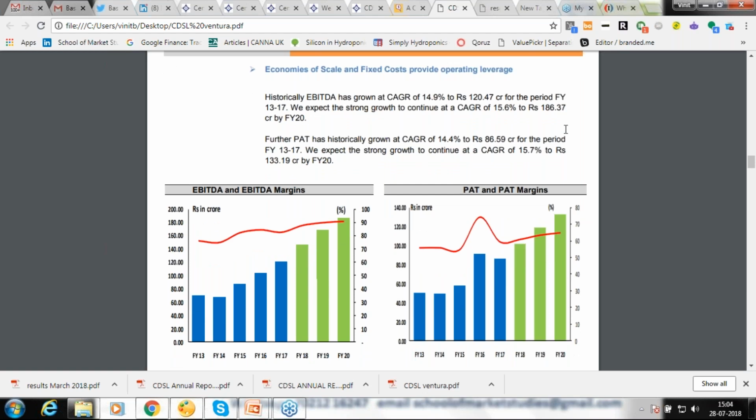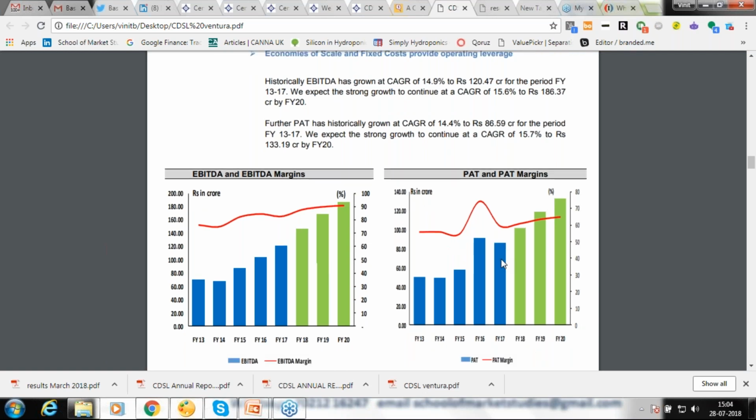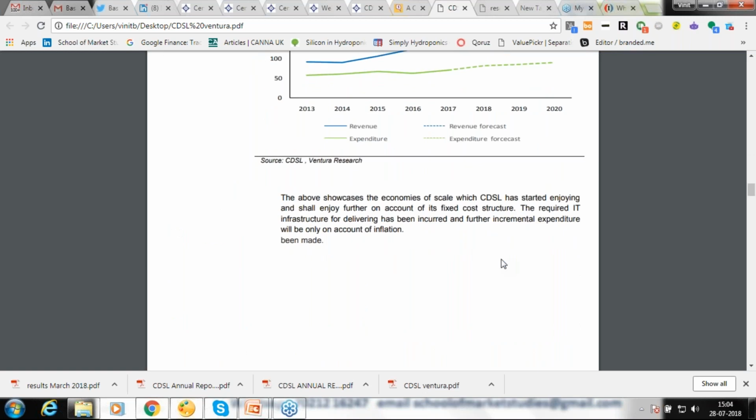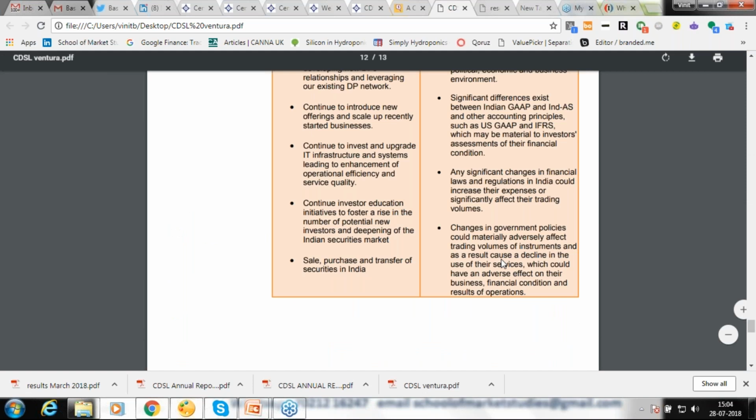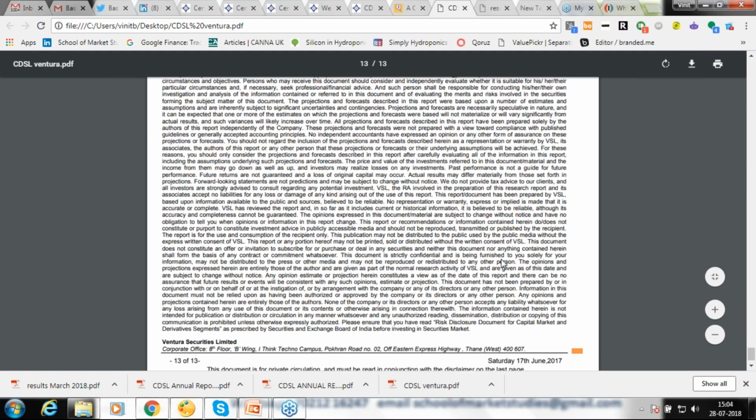And if you see the business operations, EBITDA has been scaling up pretty handsomely. So from 70 odd crores in 13-14, we have climbed to about 120 crores, and PAT from 50 crores has moved to a base of 80-90 crores, right? So not only has the revenues grown, we have seen EBITDA also grow, and going ahead, let us see how do the numbers pan out.